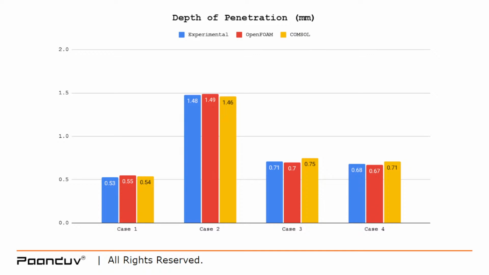Now, if you put together all this data onto a chart and try to validate the depth of penetration against experimental data and another commercial software, we see that OpenFOAM results are excellent. They are very close to the experimental data. For example, in case 2, the depth of penetration as reported in the experiment is 1.48 millimeters, and what we are getting in OpenFOAM is 1.49 millimeters, and the same goes for the other cases as well.